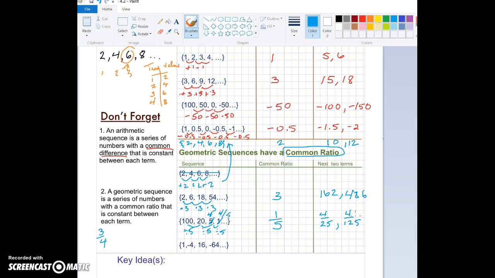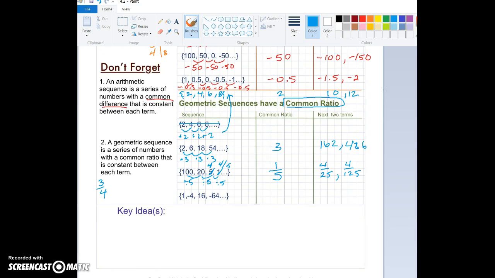All right, let's see if I did this next one right, because this one's a little bit trickier. Take a look at this one. 1, -4, 16, -64. What is my common ratio? What am I multiplying each number by to get the next term? Well, you might have thought that this was times 4. But 1 times 4 doesn't give me -4. It gives me 4. So maybe it's 1 times -4.